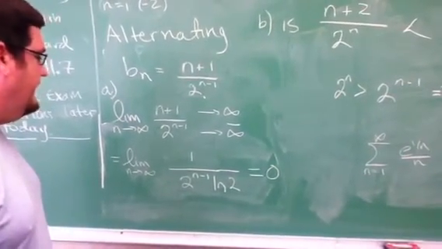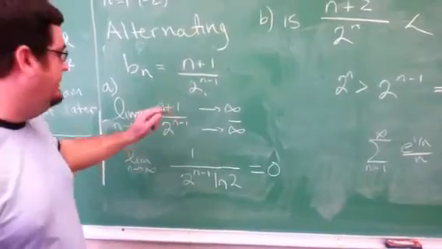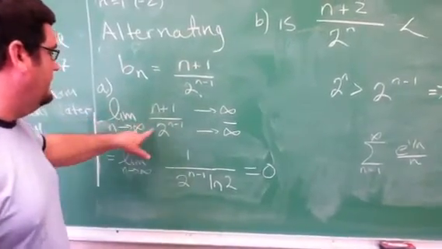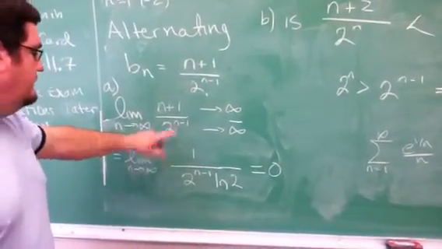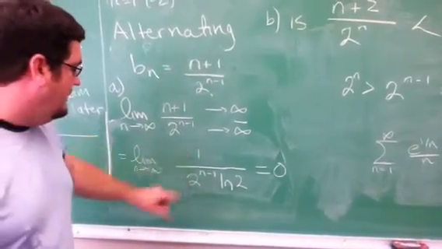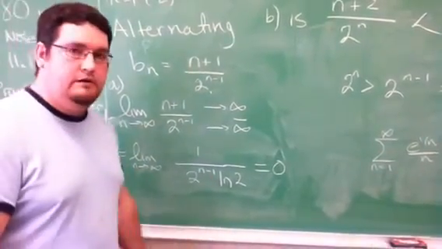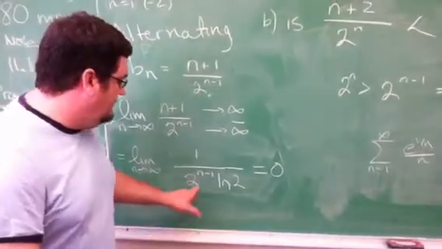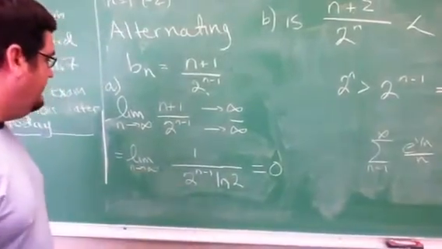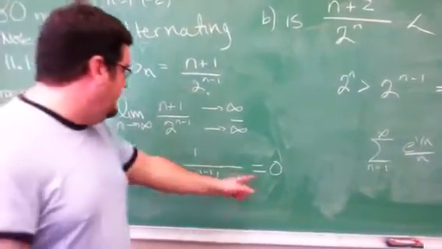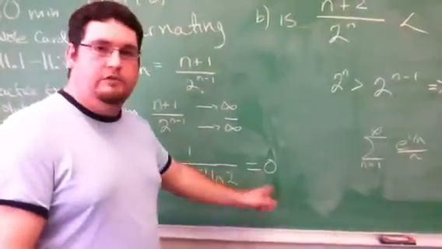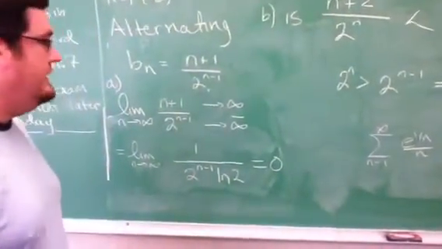We're going to take the limit of the derivative of n plus 1 over the derivative of 2 to the n minus 1. That gives us 1 over 2 to the n minus 1 times the natural log of 2. This obviously grows very, very quickly. 1 is a constant, so as n approaches infinity, we go to 0. So in fact, part 1 checks out.